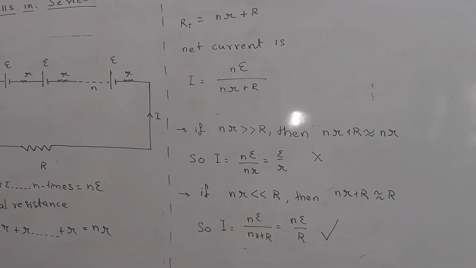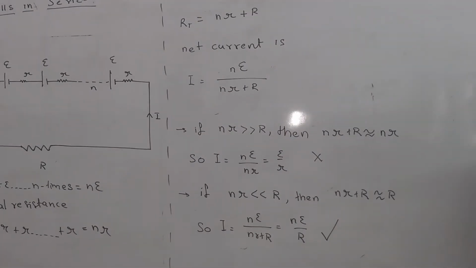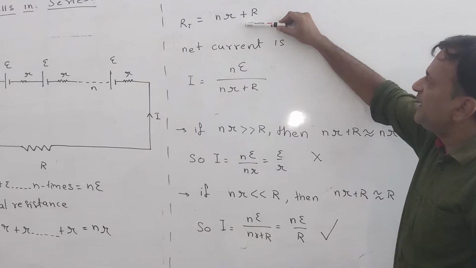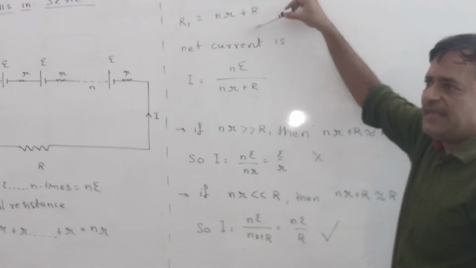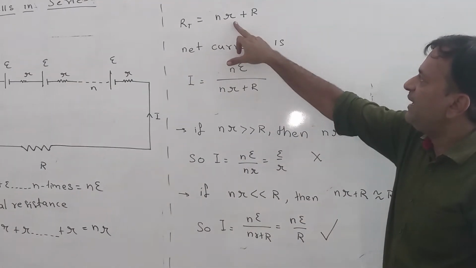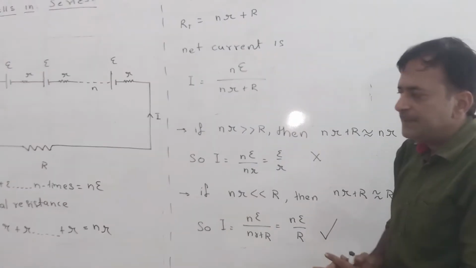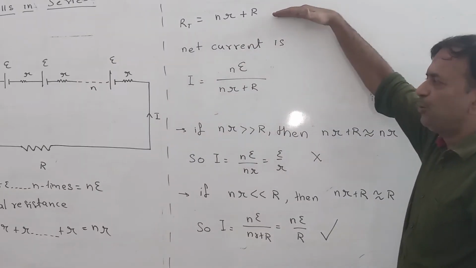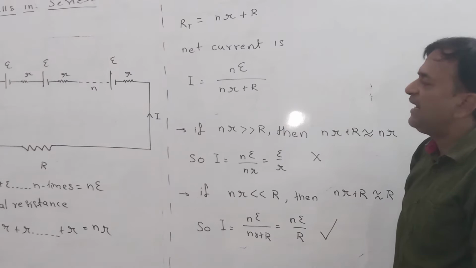Now, what is the total resistance of this circuit? That is the resistance which is inside the cells plus the resistance that is outside the cells. So the total resistance becomes nr plus R. Now we have found the total EMF and the total resistance. Now finding the total current.